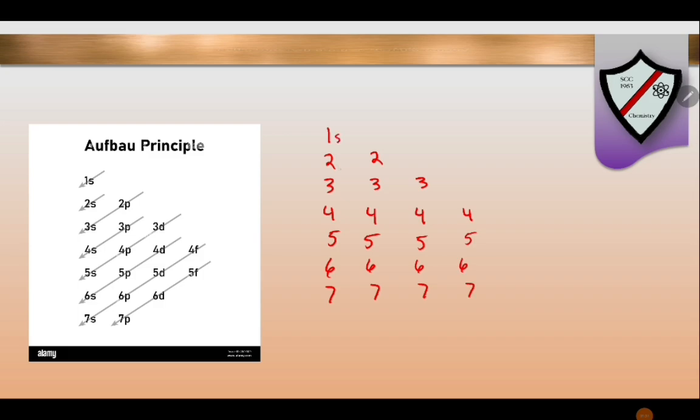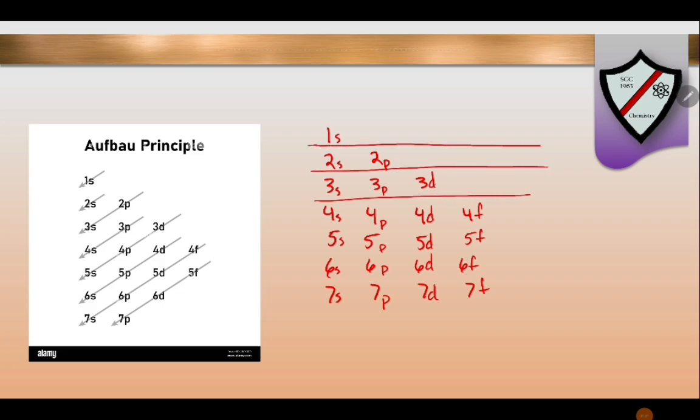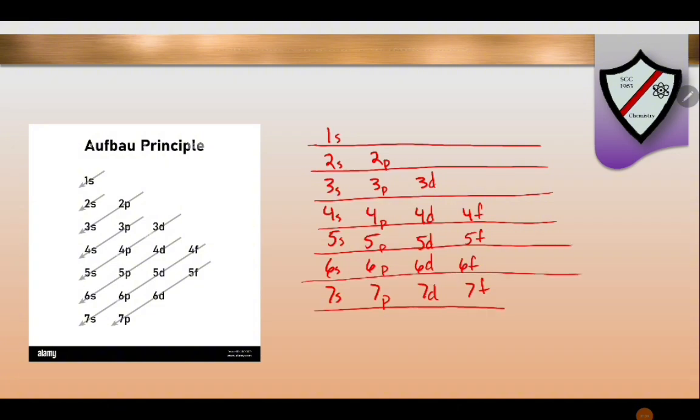And then you write S's down the first column, P's down the second column, D's down the third column, and F's down that fourth column. And then you kind of think of this as somewhat like a grid. You don't have to draw the lines as you get more used to constructing this diagram, but lines may be helpful at first.